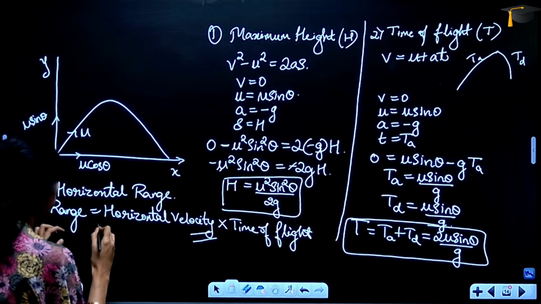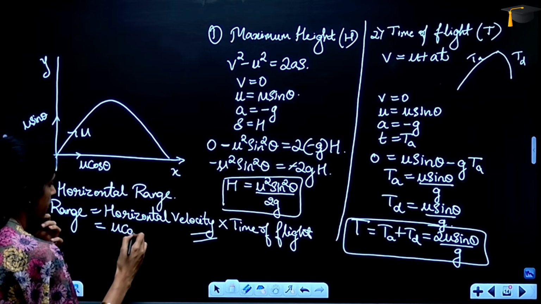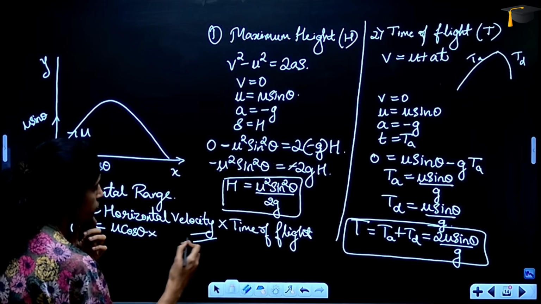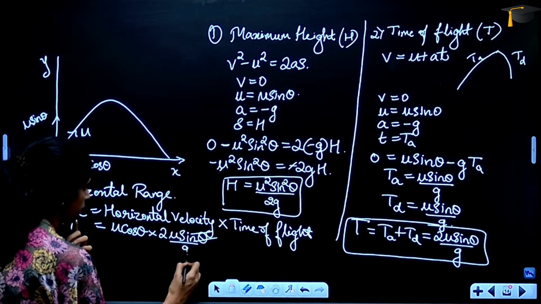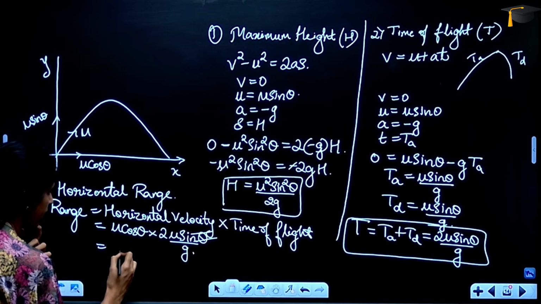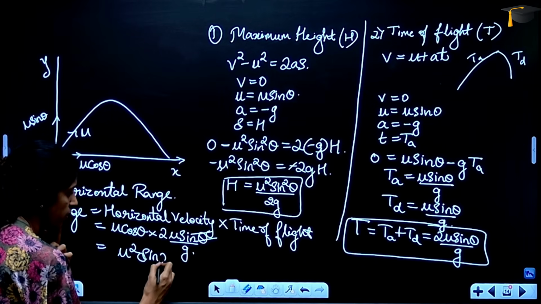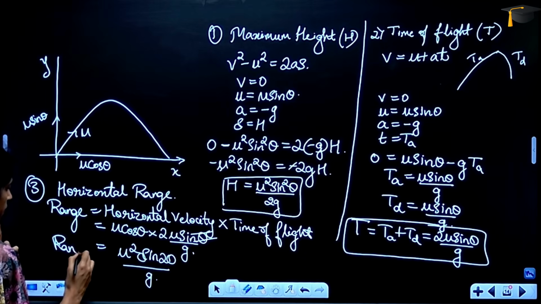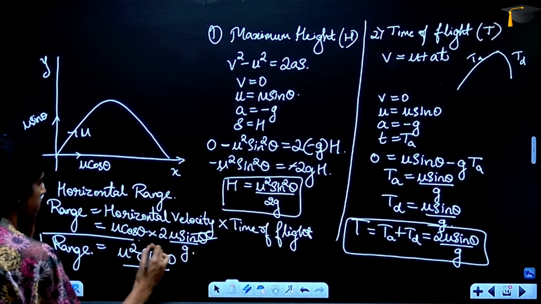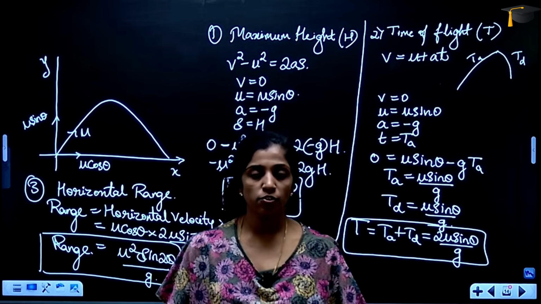Okay, so what's the horizontal velocity? Horizontal velocity is u cos theta, whereas time of flight is 2u sine theta by g. Now, it becomes u square, 2 sine theta cos theta. Can we write it as sine 2 theta? Yes, divided by g. That's it. So horizontal range is nothing but u square sine 2 theta by g. So this completes your derivation.